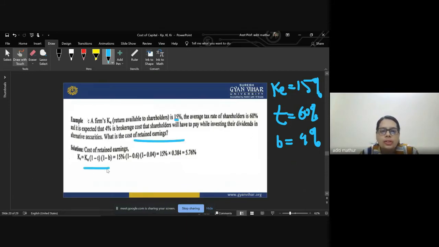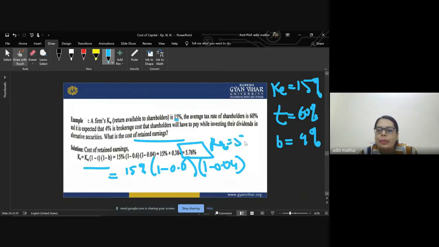So simply we will use the formula, that is 15% into 1 minus 0.6 into 1 minus 0.04. And when we solve it, you will come to know that your KR is equal to 5.76%. Isn't that easy? So you just need to know the formula and that's it.